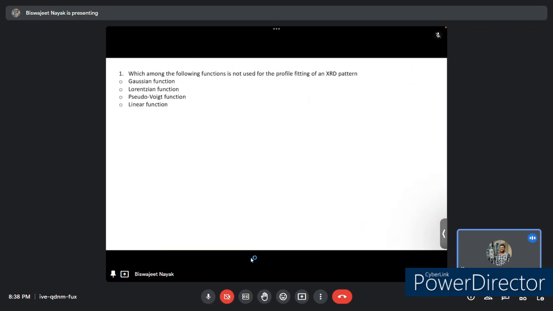Moving on to next question. Which among the following functions is not used for profile fitting of an XRD pattern? For an XRD pattern, we use Gaussian, Lorentzian and Voigt functions. The linear function will be the answer for not being used to fit the XRD pattern.